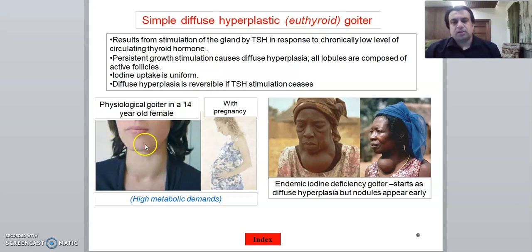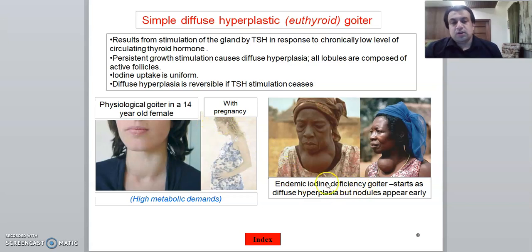One is at the age of puberty, when a female is going from childhood into puberty, there is an increased demand on the thyroid gland, which results in increased TSH surge, resulting in diffuse hyperplastic goiter. It also occurs in pregnancy, the physiological goiter, in which there is a high metabolic demand on the thyroid gland. Once puberty is over and the pregnancy is done, it comes back to normal.